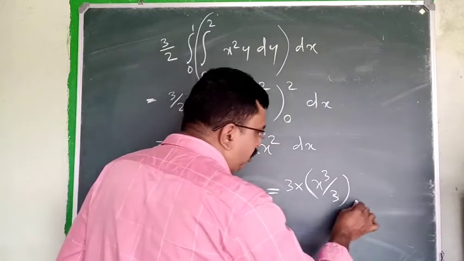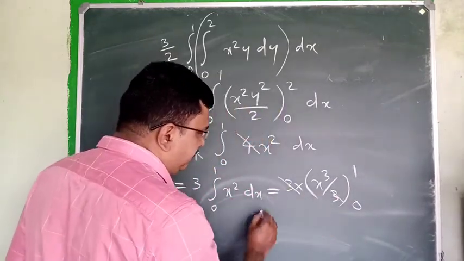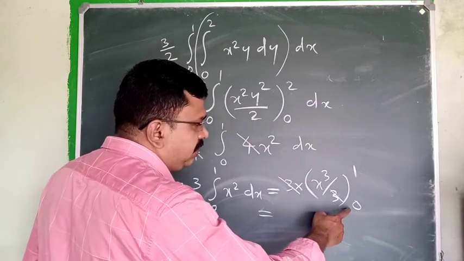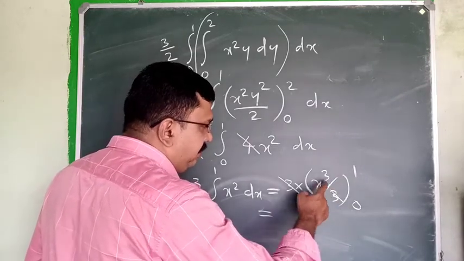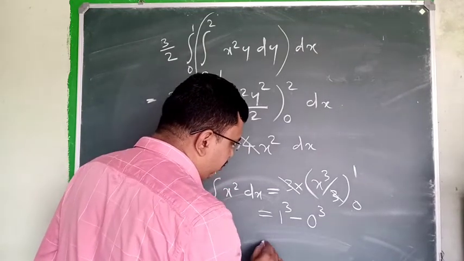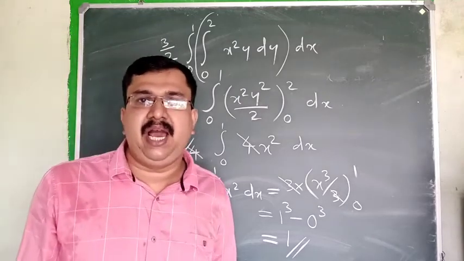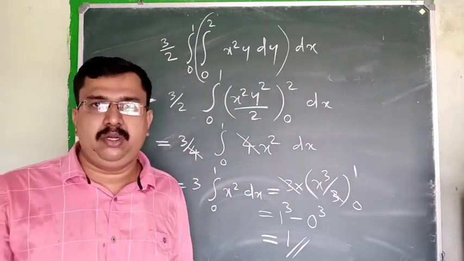Lower limit is 0, upper limit is 1. 3 and 3 cancel, then the remaining is x cube, from 0 to 1. First we apply the upper limit: 1 cube minus 0 cube. The answer is 1. 1 is our final answer. Please write this down in your notebook.